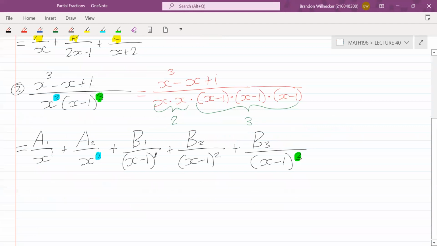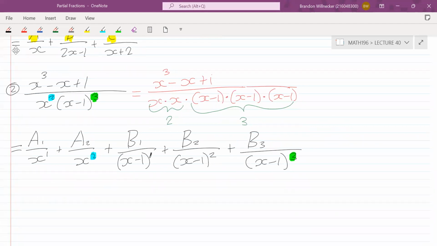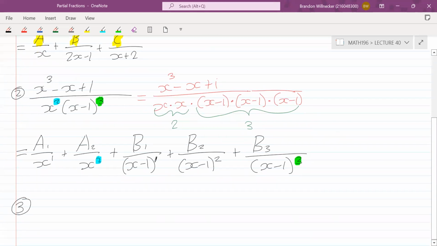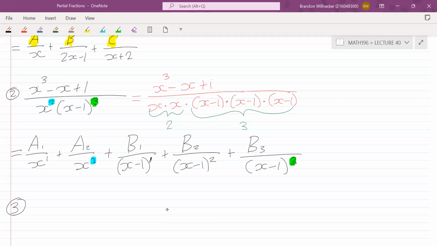Okay, so that's case 2, if we have repeated terms. And the last thing that you need to worry about is case 3. That is, what happens if there are nonlinear terms? For example, there could be quadratic terms or cubic terms. So let's look at an example of that.